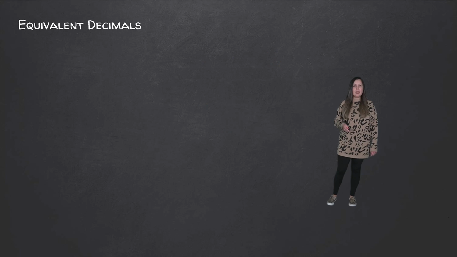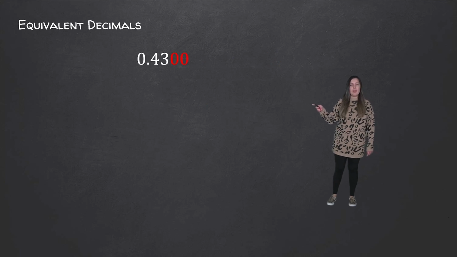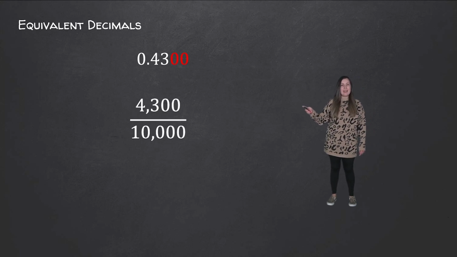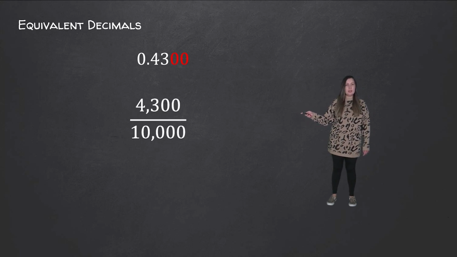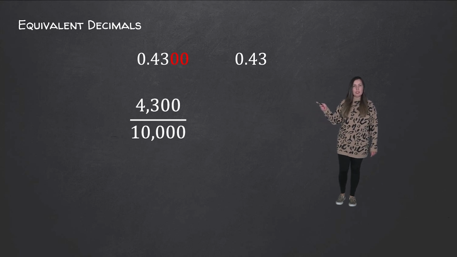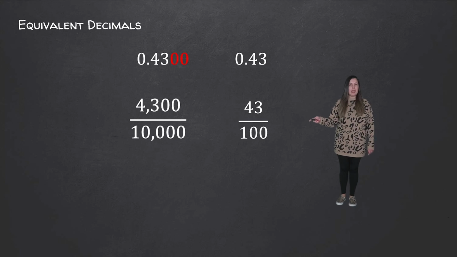Right? So finally, let's go backwards. And this time we're going to start with 4,300 10,000ths, which is 4,300 out of 10,000. And then we have 43 hundredths, so 43 out of 100. 4,300 divided by 100 is equal to 43. Whatever we do to the numerator, we do to the denominator. 10,000 divided by 100 is equal to 100, making these two equivalent.